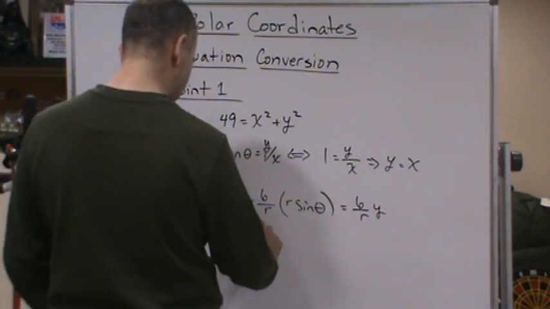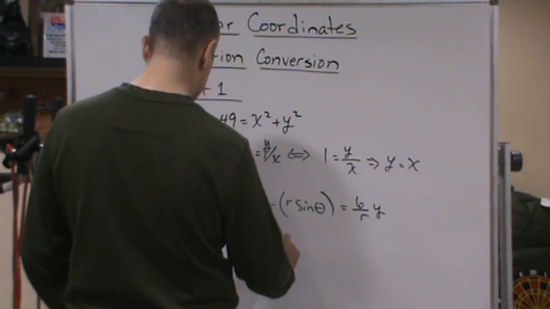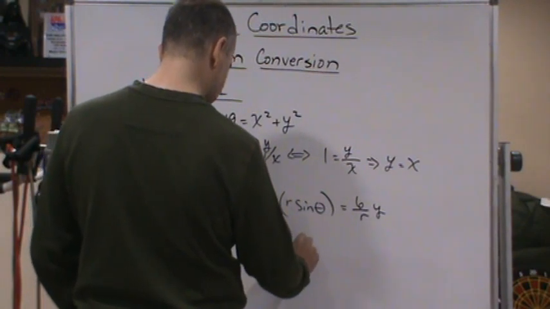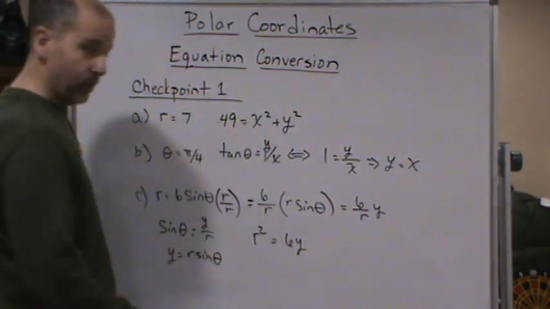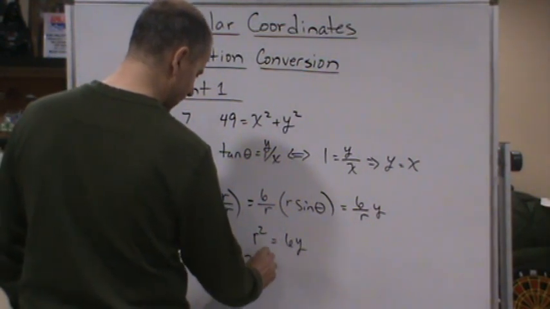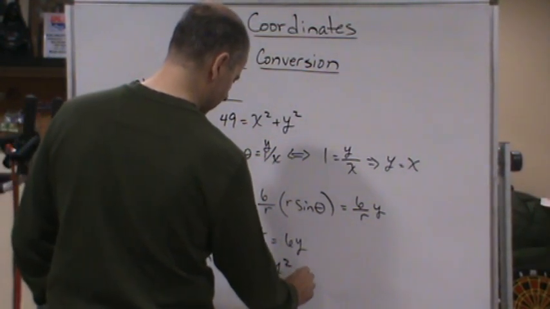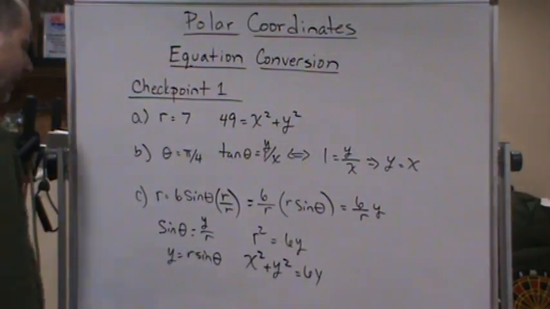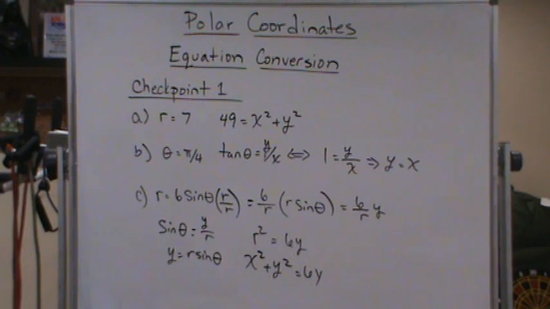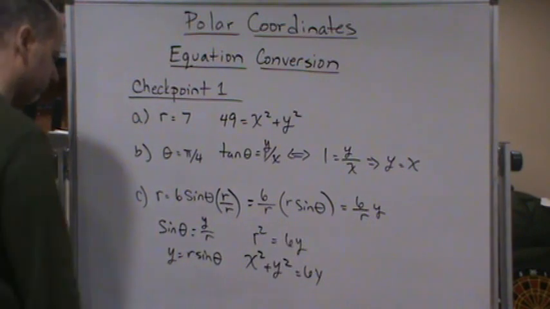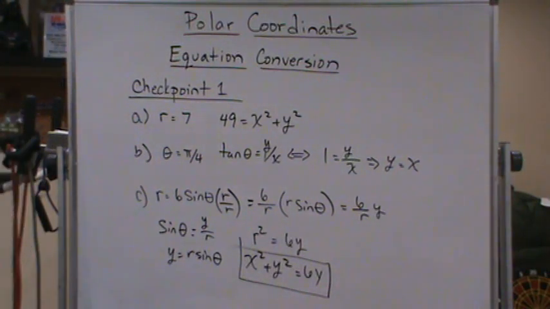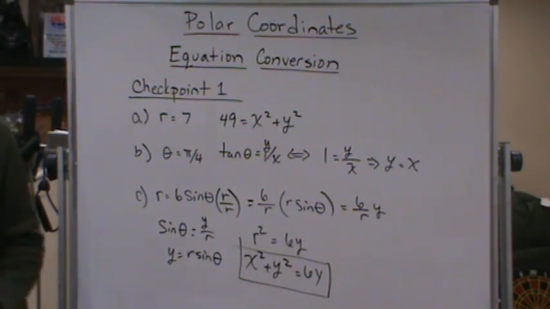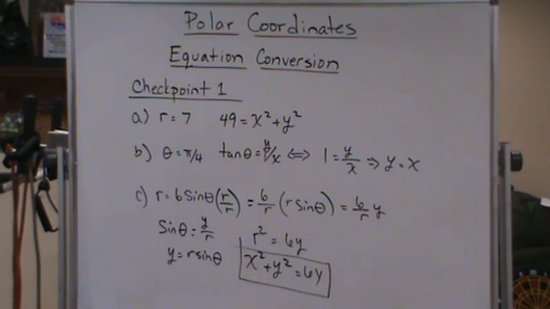And so what do we get? We get r squared equals 6y. Nice. Okay, cool. Now we know the relationship with r squared. That's going to be the same as x squared plus y squared equals 6y. Aha! And there's our equation. Not bad. Have a great day.